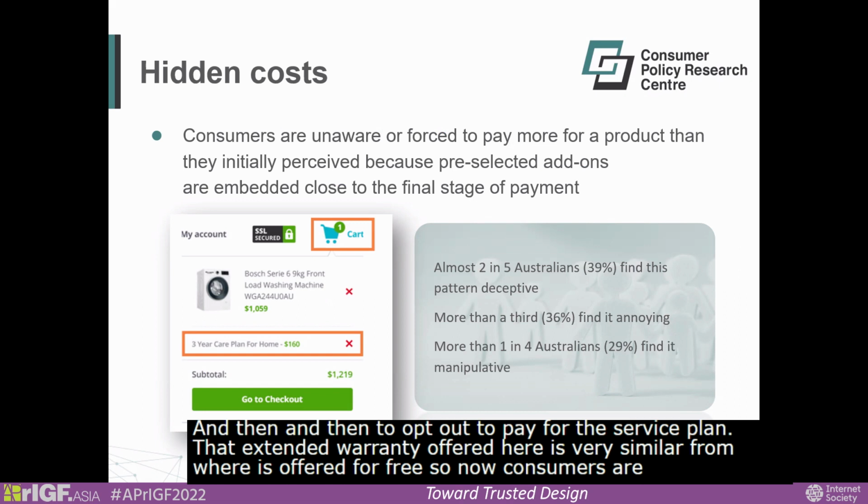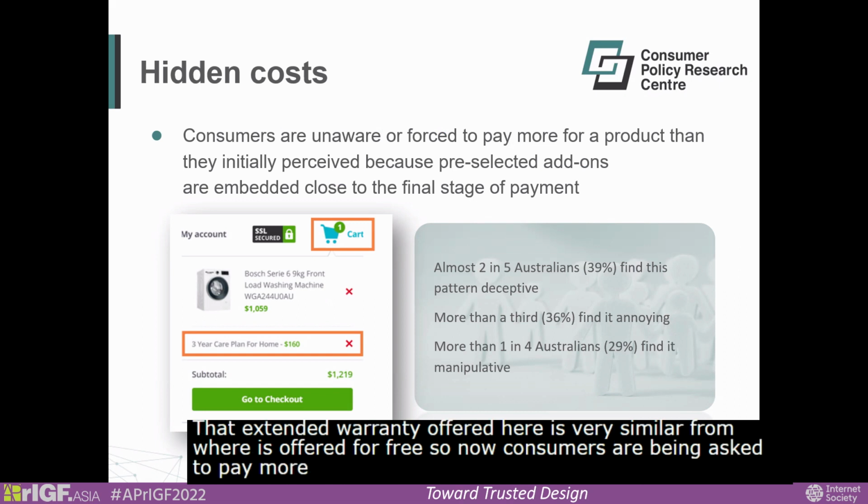out of. So when we surveyed consumers about this, almost 2 in 5 found this deceptive, and more than 1 in 4 found it manipulative.